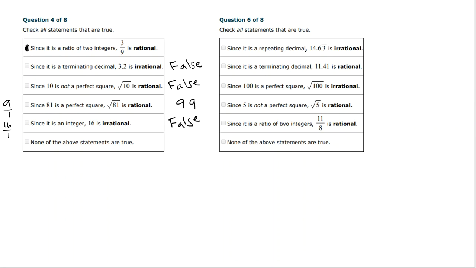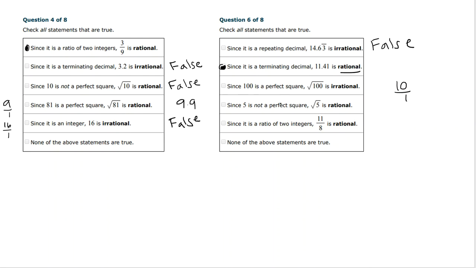Since it is a repeating decimal, 14.63 is irrational. That is false. Repeating decimals are rational. Since it is a terminating decimal, 11.41 is rational. True. Okay? Repeating decimals and terminating decimals are considered rational. Since it is a perfect square, since 100 is a perfect square, it's irrational. You guys, the square root of 100 is 10. Because 10 multiplied by 10 gets you to 100. 10 is a rational number. It can be written as a fraction. Okay, so we also need to mark this one as true.